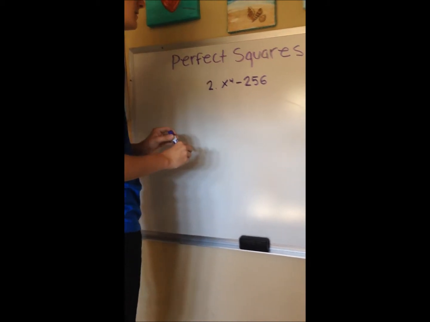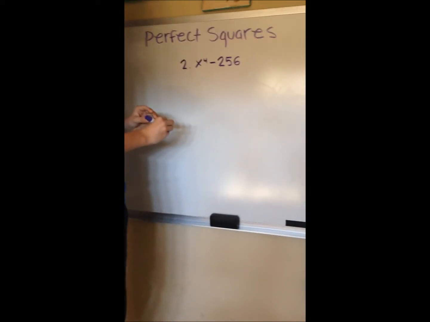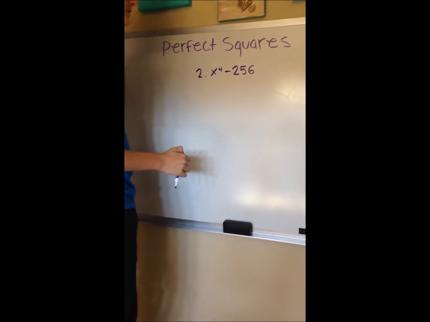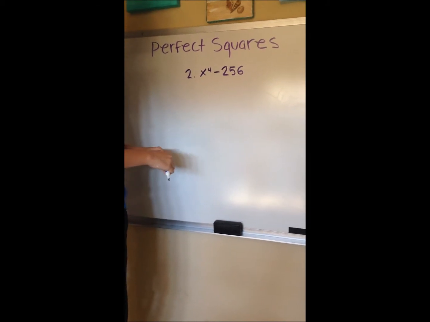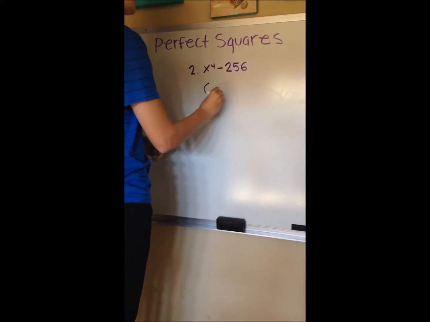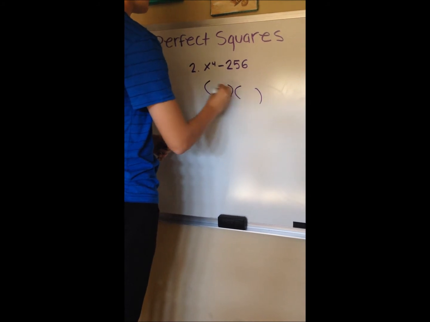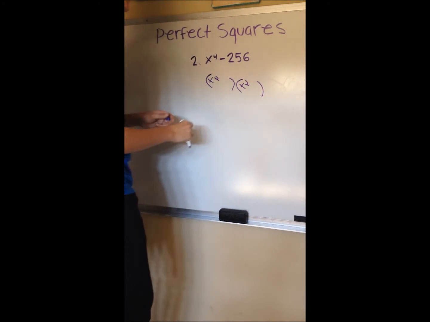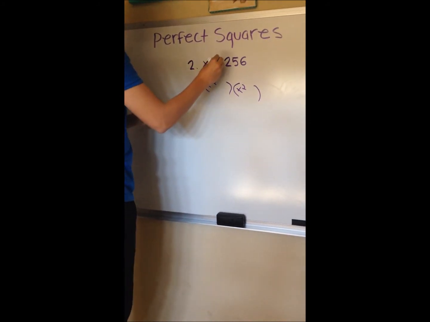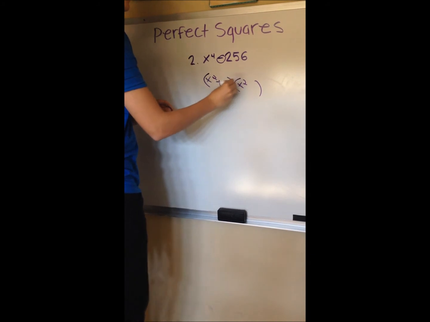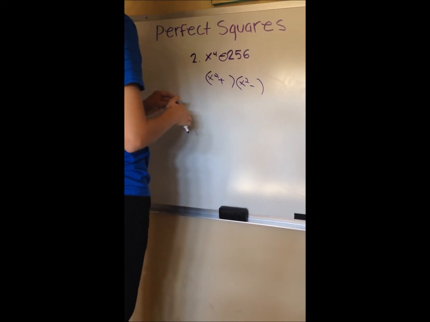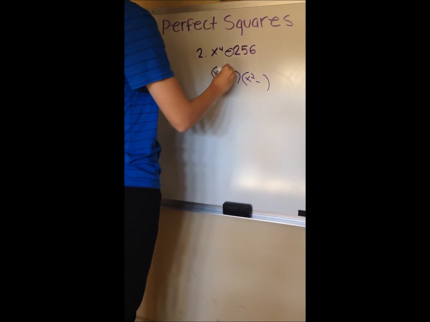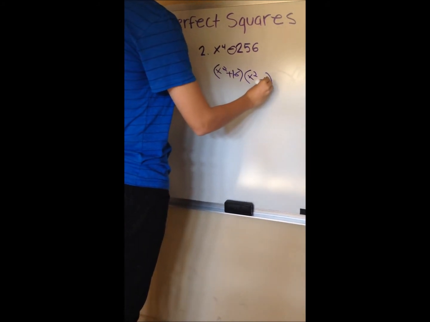So number 2 is x to the 4th power minus 256. This is a perfect square because x squared times x squared is x to the 4th, and 16 times 16 is 256. So you're going to make 2 sets of parentheses. Each one you're going to put in your x squared. And then we know that a negative times a positive would give you a negative answer. So positive, negative, and then like I said earlier, the 16 times 16 would be 256. So to equal negative 256, you're going to have one positive 16 and one negative 16.